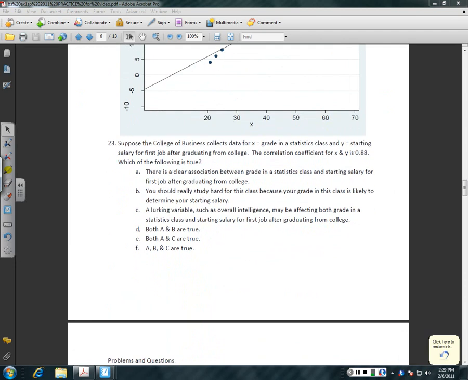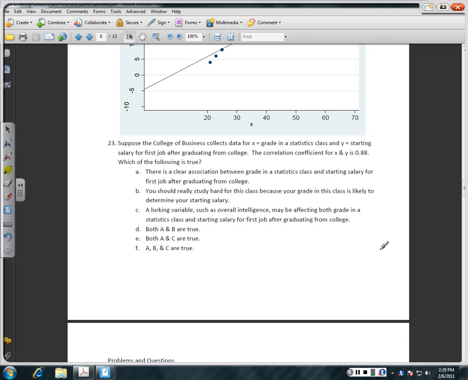So on 23, we have data for X and Y. A grade in statistics class is X, and starting salary for your first job after graduating from college is Y. And the correlation coefficient is 0.88, which is pretty high. Remember, the closer to either minus 1 or 1, the higher your correlation. And certainly this is close to 0.9. That's a pretty high correlation coefficient.